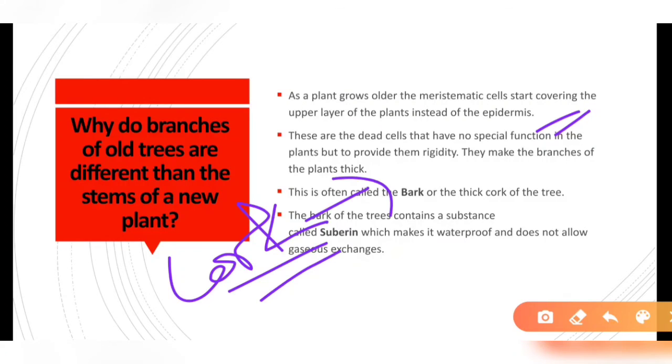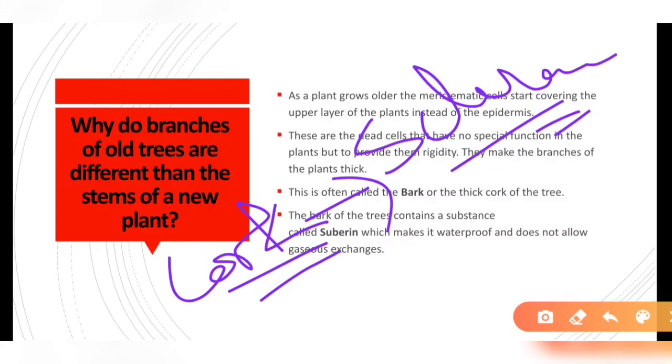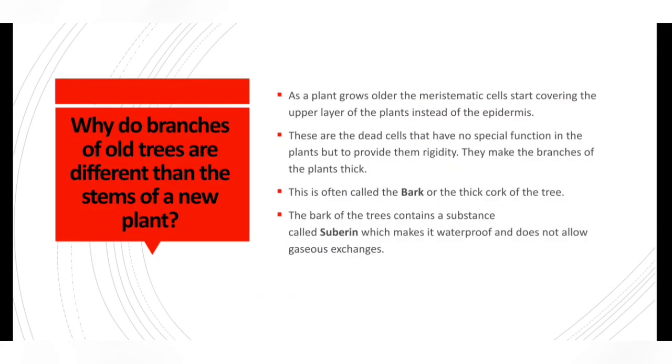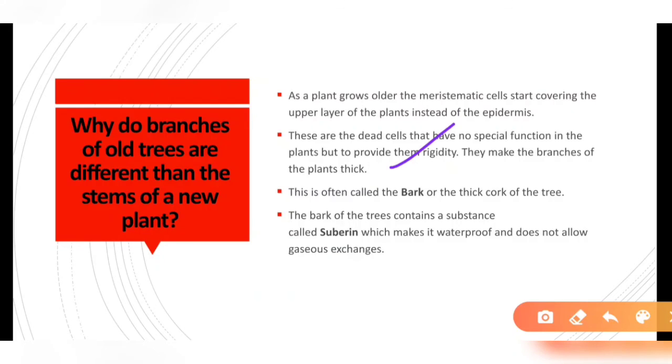Secondary meristem, which you can say is sclerenchyma tissue, right? They are actually known as the cork or the phellogen, and they have no special function other than providing rigidity to the plant. Because of this rigidity, they make the branches of the plants thick, and that's why we call it the bark or the thick cork of the tree. They also contain a substance like suberin, which is waterproof and sometimes does not allow gaseous exchange.